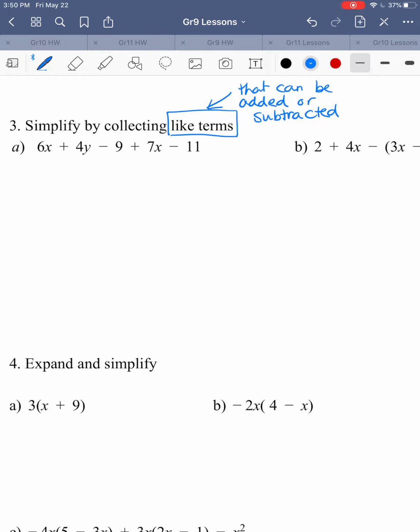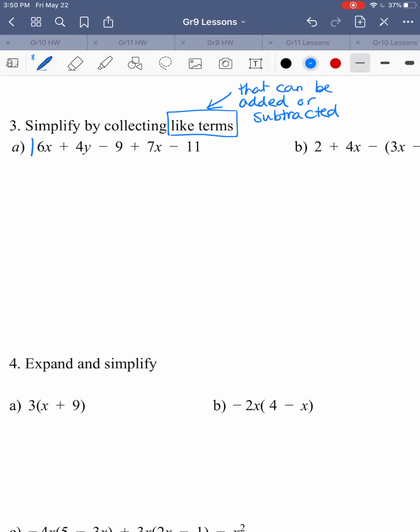So simplifying means that we are going to do some adding and subtracting, and we're going to make sure that we're only doing this with like terms. So we're going to start off by grouping together our like terms. I'm just going to use shapes. So in our first expression here, we have 6x plus 4y minus 9 plus 7x minus 11.